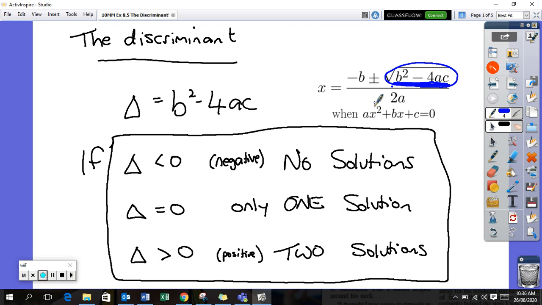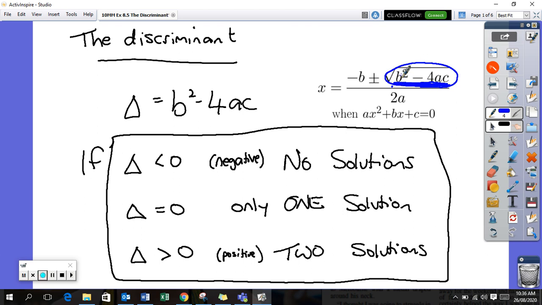So remember when we were doing the quadratic formula, I said I want you to just do that bit first. And the reason is because that bit's important. It tells us a bit about our answer. So this bit determines how many solutions we have.